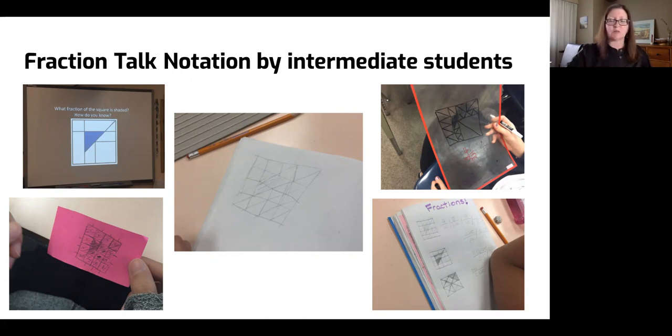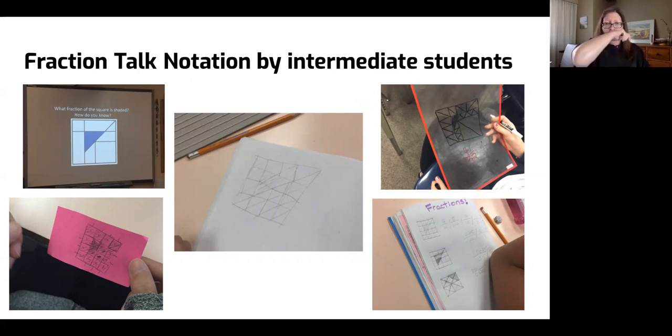This was later in the school year, and this is how math talks and fraction talks, number talks evolve, is that once the students have seen that notation being modeled, then they move to doing the notation themselves. And so the students used a variety of different materials, plastic sleeves, pieces of paper, their notebooks, Post-it notes, to help them record their thinking.